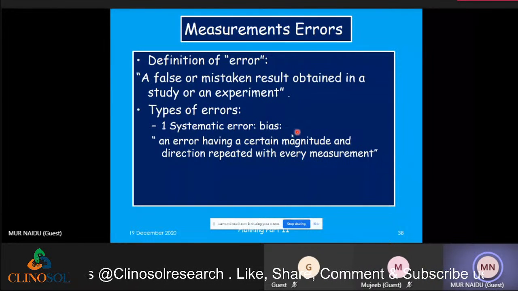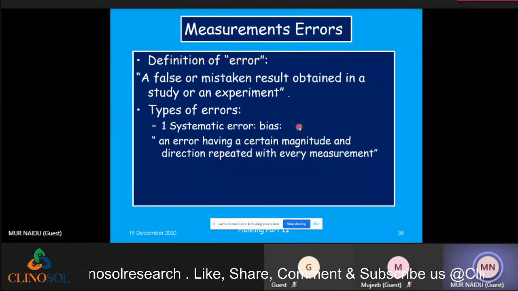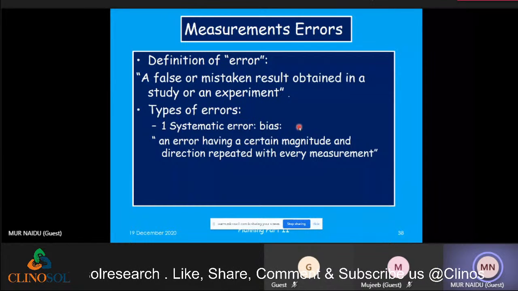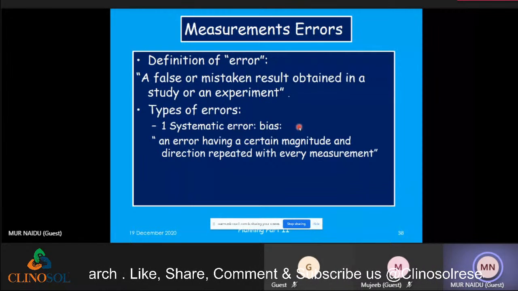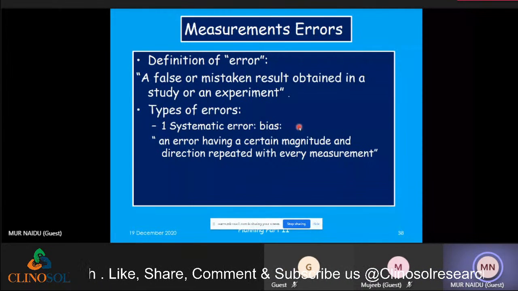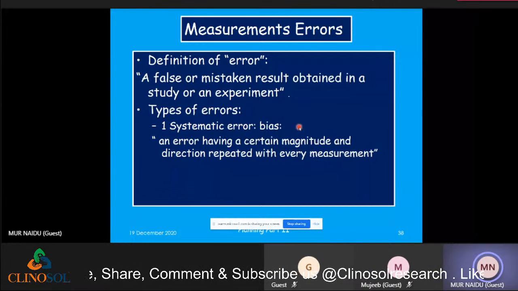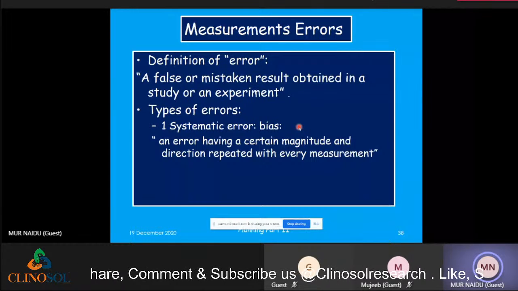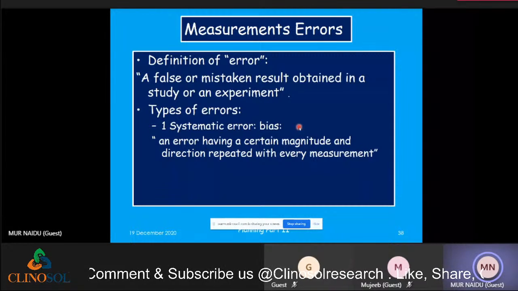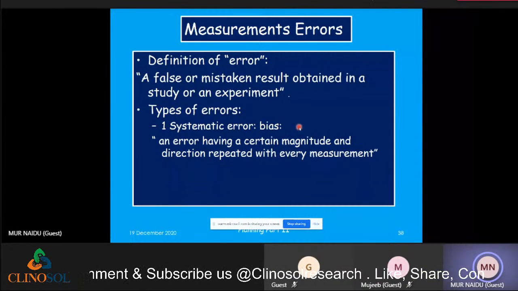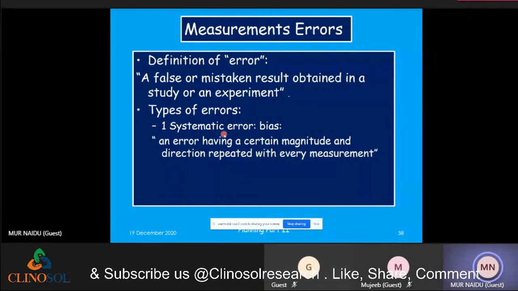A very good example of systemic error I can tell you: an individual is recording blood pressure, but he has not checked the blood pressure instrument. Actually, there is a problem in bias, that the BP instrument is not correct. It is giving a false reading. But every time he is using the same BP apparatus and recording, it is a systematic error. Or you are using a particular instrument which is not standardized, so this will give a systemic error every time.